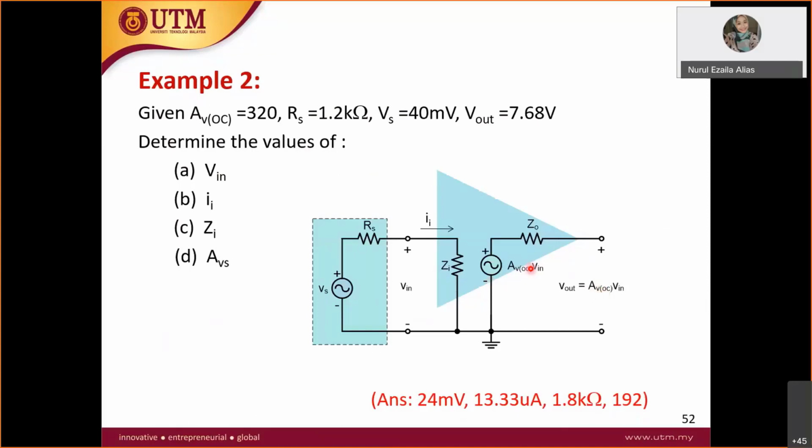Why? There's no current flowing. Yes, correct, because this is an open circuit. Therefore, this Z out is 0, short circuit, and V out here will be equal to AVOC V in. So that's why V out equals AVOC V in. Now, can you all try this example first?